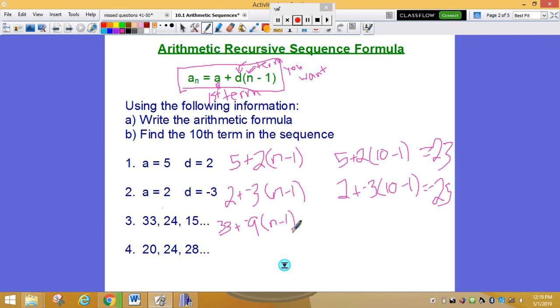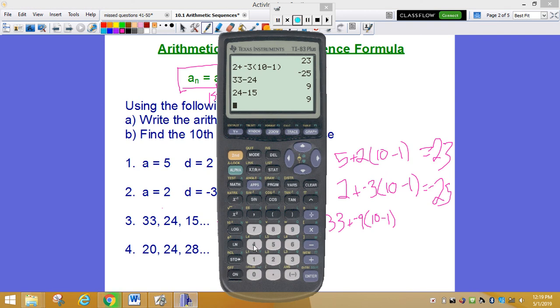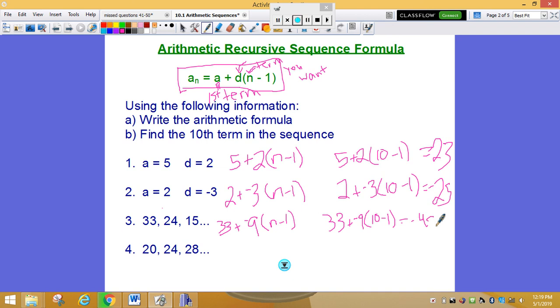N minus 1. To figure out what the 10th term is going to be, I'm going to do -9 times 10 minus 1. Let's put that in our calculator. 33 plus -9 times 10 minus 1. So -48 is my 10th term.